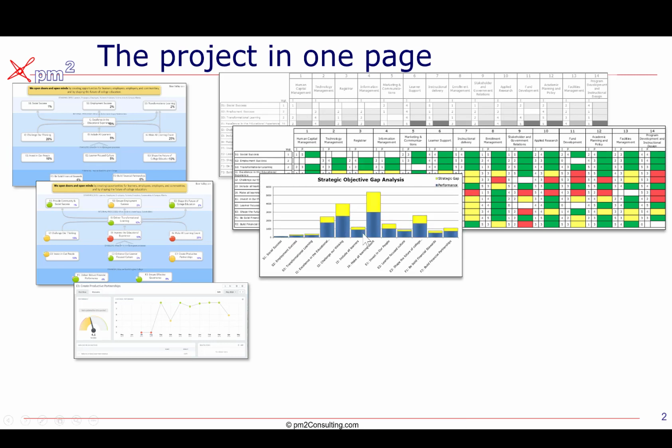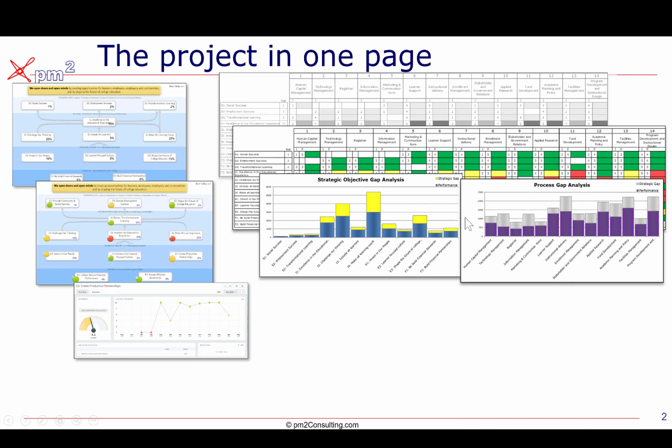Summarizing that as a graph, we can see for each strategic objective the amount of process support we need, how well we're currently performing, the blue portion, and the strategic performance gap, the gold portion. Or we could take a look at it by process in the same idea, identify how well the processes are performing and where the performance gaps are.